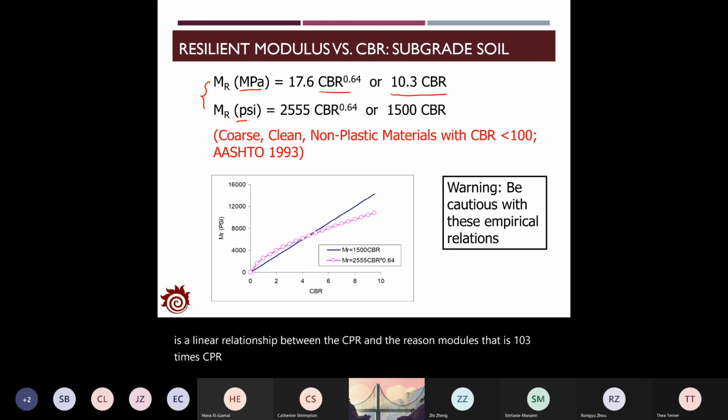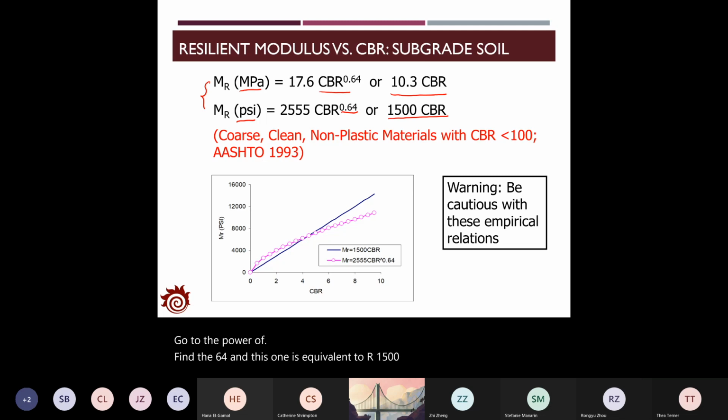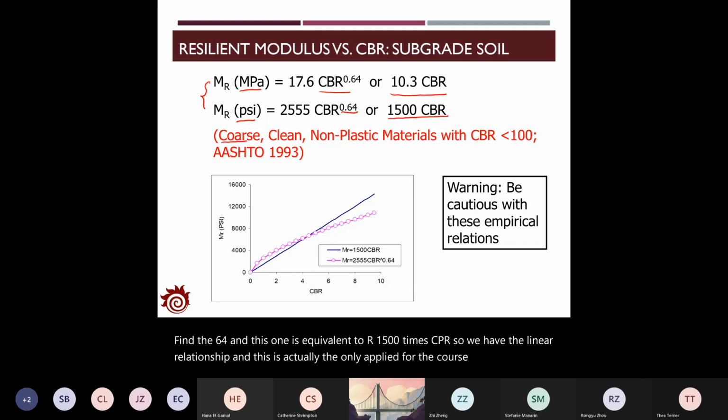If we are using the unit of PSI, then you will have MR equal to 2555 times CBR to the power of 0.64, and this one is equivalent to 1500 times CBR. So we have the linear relationship, and this is only applied for the coarse material. It's a clean, non-plastic material with the CBR less than 100. If it's higher than 100, then this model is not able to describe the relationship between CBR and MR.